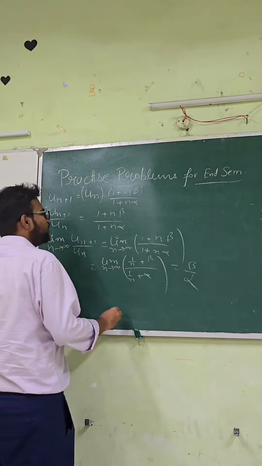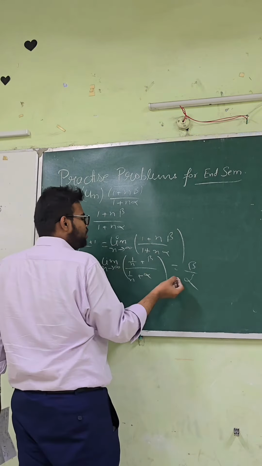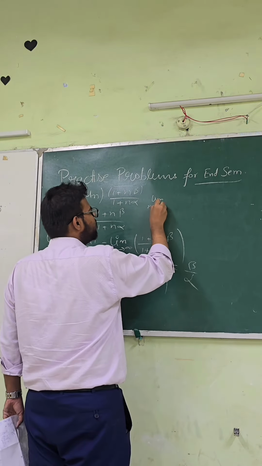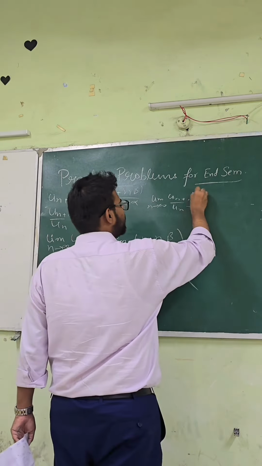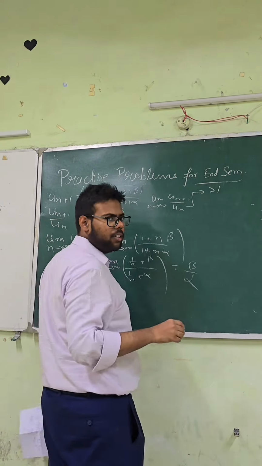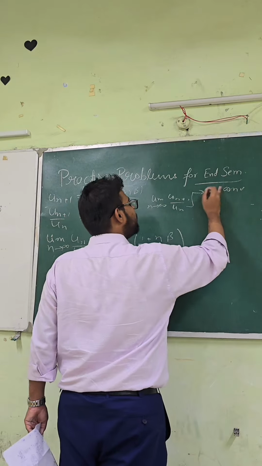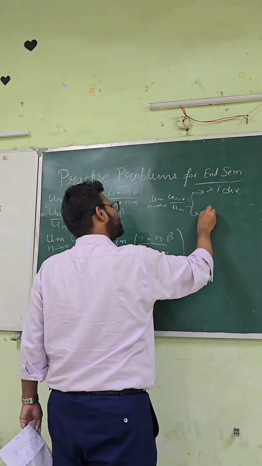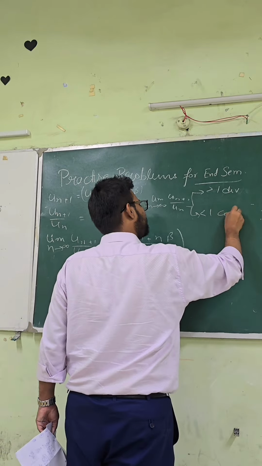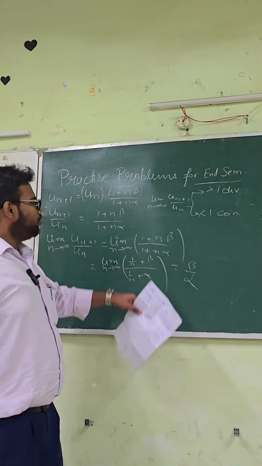Okay, so for this limit of u_(n+1)/u_n, if it is greater than 1, it diverges, and for less than 1 it will be converging. Is it okay?